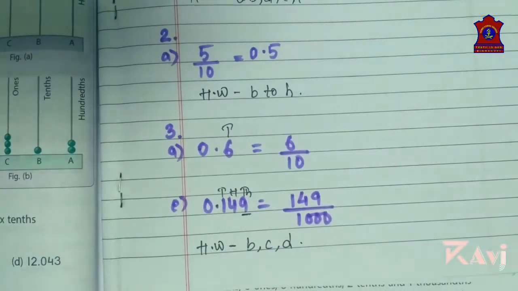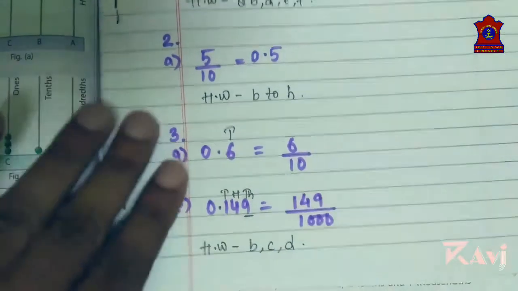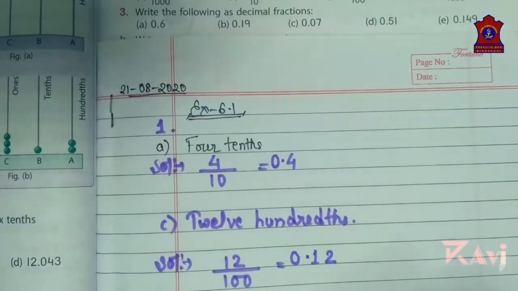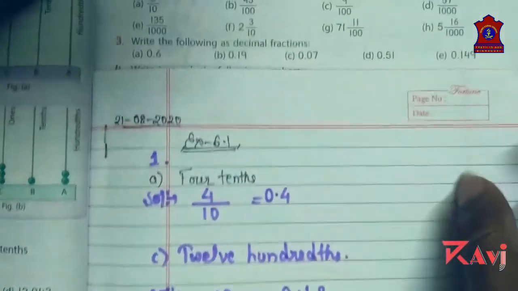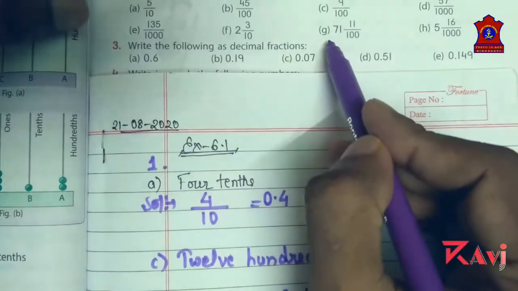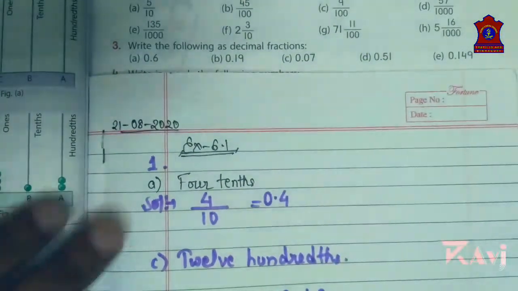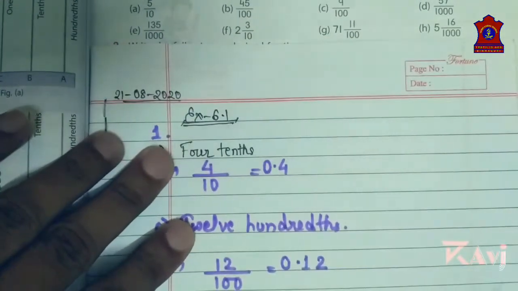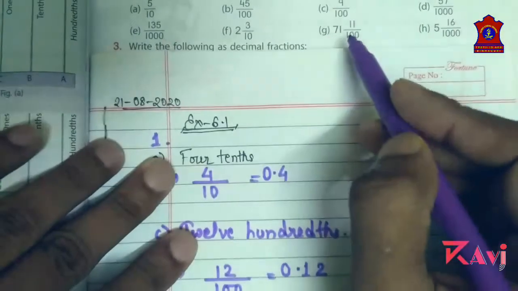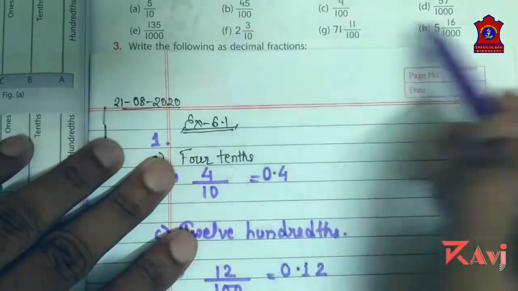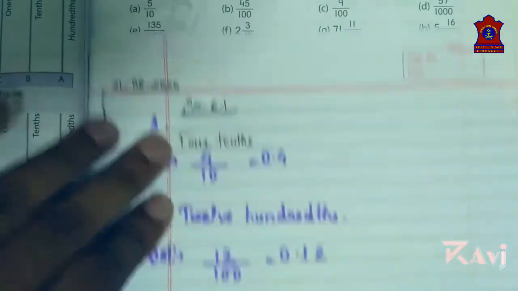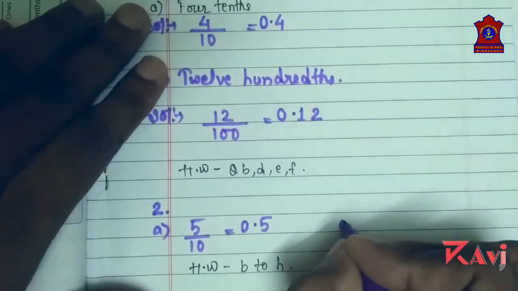See, here in question number 2, I'll do one question for you. Question number G. I think you may get confused, so I have to do this question for you. Okay. See, similar questions are F and H. So I'm doing G for you.